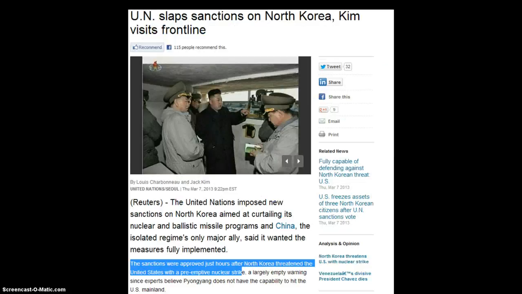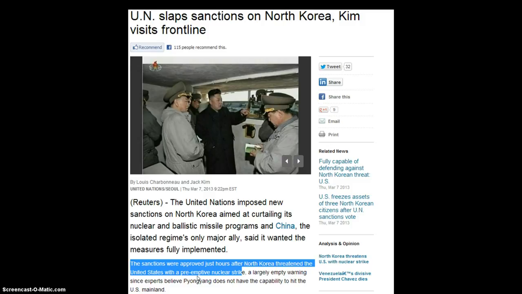One example of that is from just a couple of days ago, actually yesterday; I'm making this lecture on Friday. North Korea has recently done some nuclear tests in their country, where they're trying to develop more comprehensive and complicated nuclear weapons, and they have been sanctioned by the United Nations, which means they're being punished economically. Down here I highlighted a quote at the bottom: the sanctions were approved just hours after North Korea threatened the United States with a preemptive nuclear strike. Preemptive means that they would attack us with nuclear weapons before we can attack them.